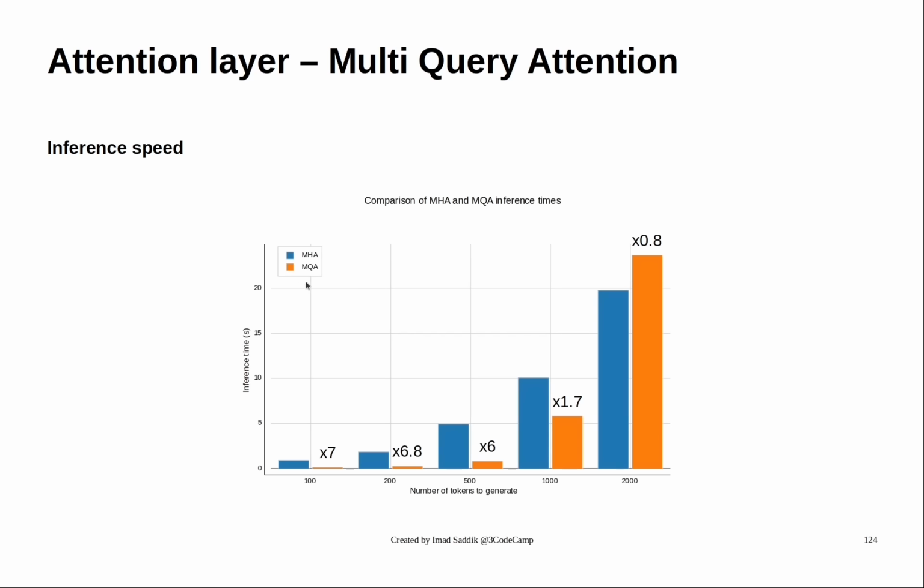You can see that MQA is 7 times faster than MHA when generating 100 to 200 tokens. But after increasing the number of tokens to generate, that benefit starts to shrink. You can see that here at this point, MQA becomes 6 times faster than MHA. Here it starts to decrease again, so it's 1.7, and when we reach 2000, it became worse, so it's 0.8 times, worse or slower than MHA.